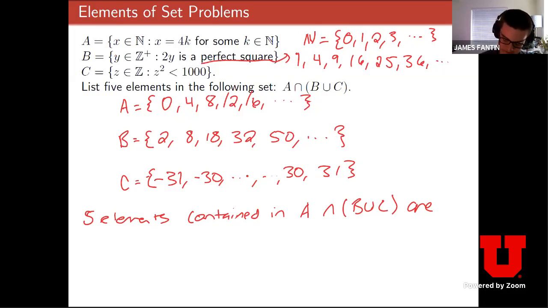So since we've got A intersect B union C, we're looking for possible values that are in A and either in B or C. So one that we could pick is 0. 0 is in A and 0 will be contained in C. 4 would be contained because it's in A and C. 8 would be in A and would be in C. 12 would be in A and would also be in C. 16 would be in A, also in C.